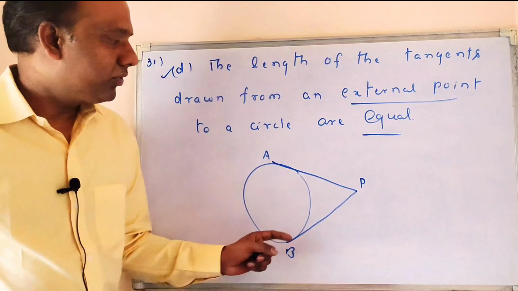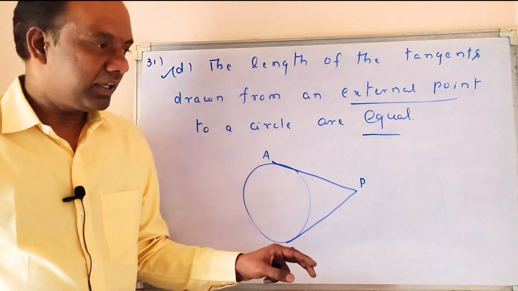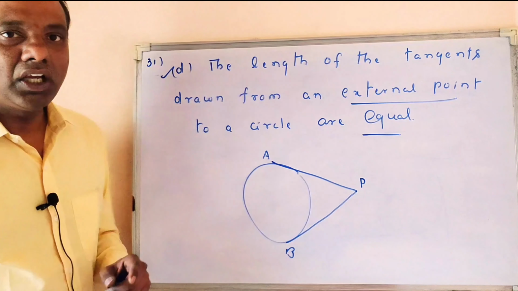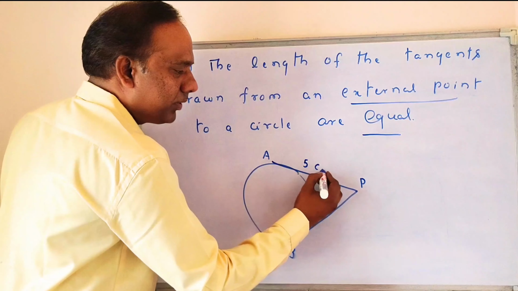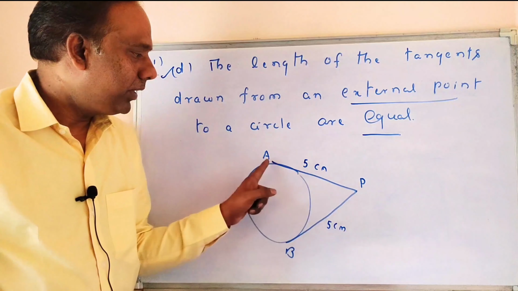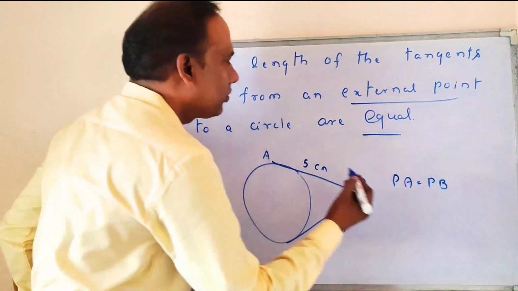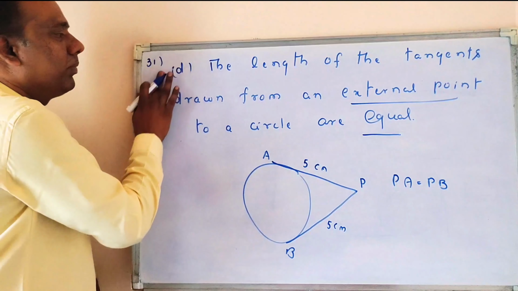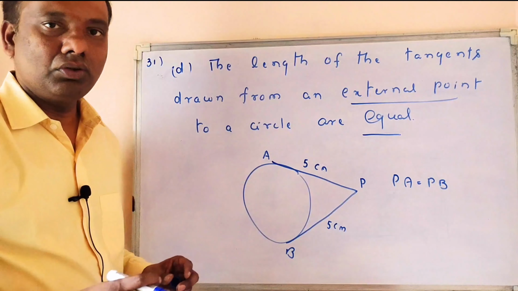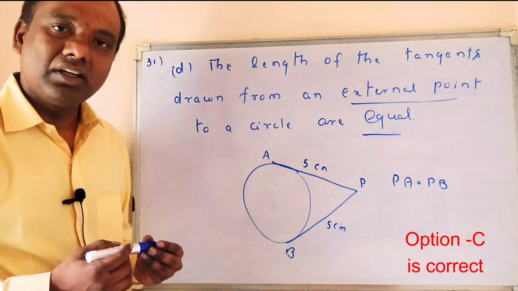If the point is outside the circle and you draw the tangents, the two tangents are equal. Suppose PA is 5 centimeters, then PB is also 5 centimeters. So it is also a correct statement. So the only wrong statement is option C. Here the question also asked for the wrong statement. So option C is the correct answer.